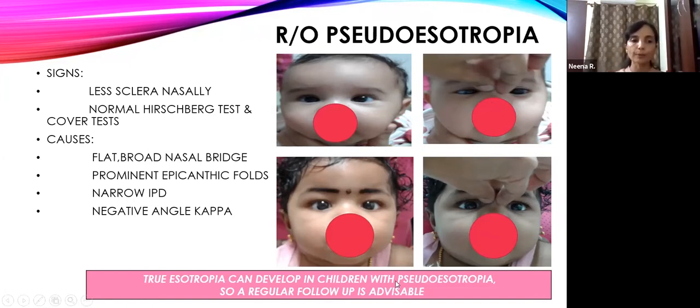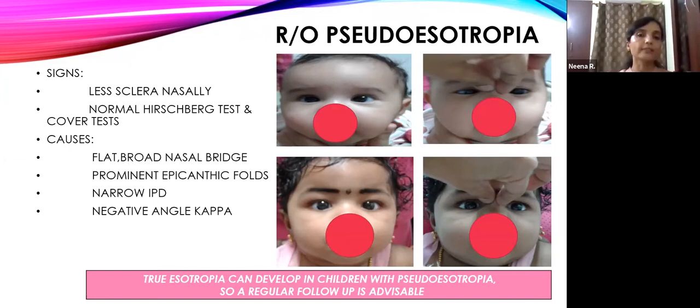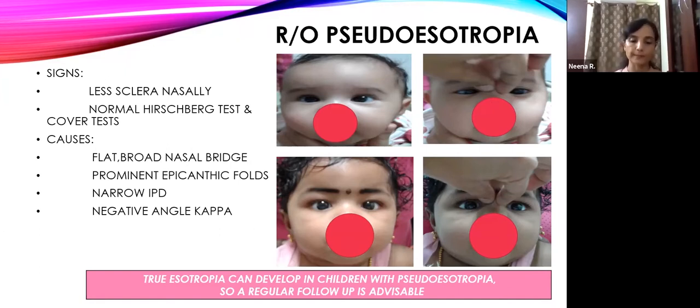But make sure you follow up these patients, because some of them can actually develop into true esotropia. I've had children with pseudo-esotropia going back again, examining them, developing true esotropia. So it's a good idea to keep them under regular follow-up, even if you think it is a pseudo-esotropia.